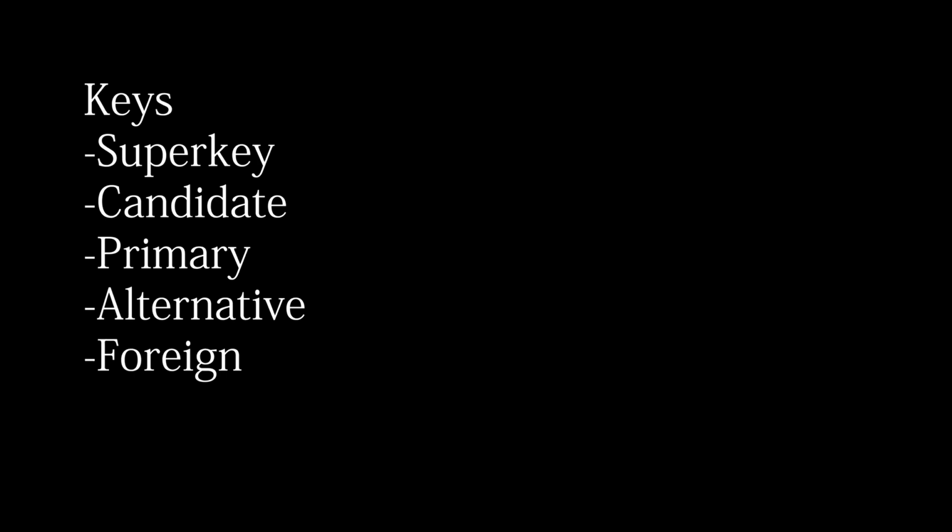The first term we have is superkey, which is a subset of attribute types that states no two tuples in any relation state should have the same combination of values. If there is more than one key, then the keys will be considered candidate keys, with one being assigned as primary and the other being alternative.